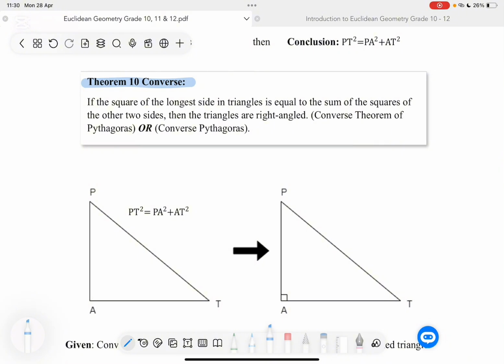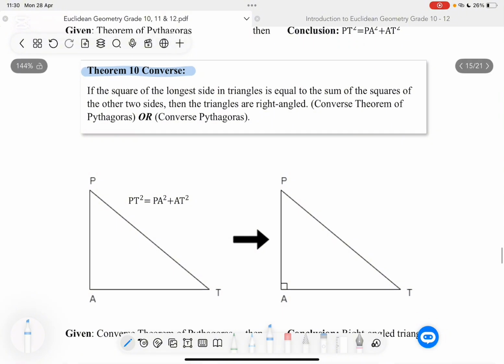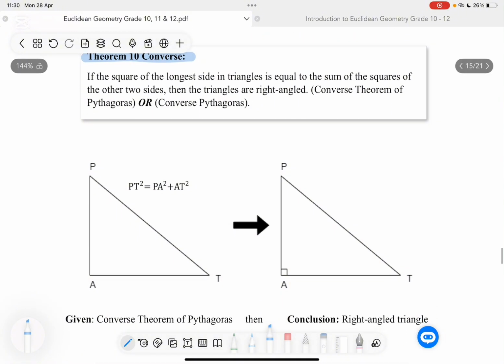So now we're saying here, if you take any triangle, such as this one in this diagram, we have any triangle PAT, and in this triangle, when we measure this side and we square it, we find that it's the same as the sum of the squares of these two sides. Meaning we measure this one, PA, we square it, and we add it to AT, we square it, and we find that the square of this becomes equal to the sum of the squares of these two other sides.